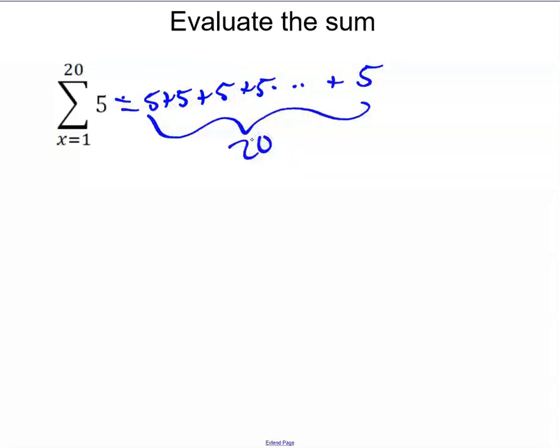So you can go ahead and type into your calculator 5 plus 5 plus 5 plus 5 plus 5 plus 5 20 times. Or we can do it faster and say that that's 5 times 20. So 100. All right, that is all for 8.2.